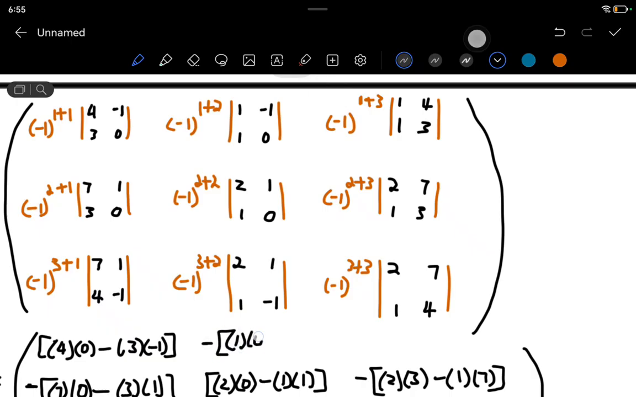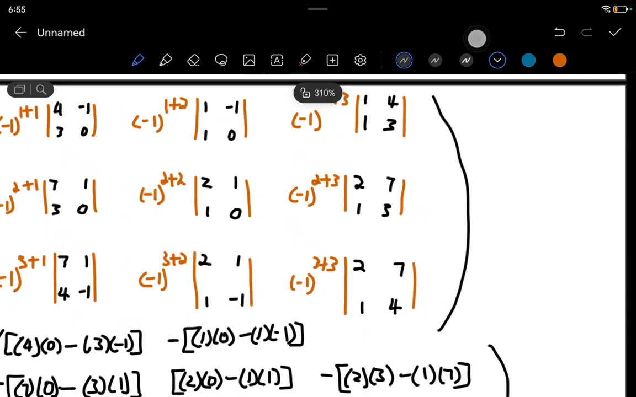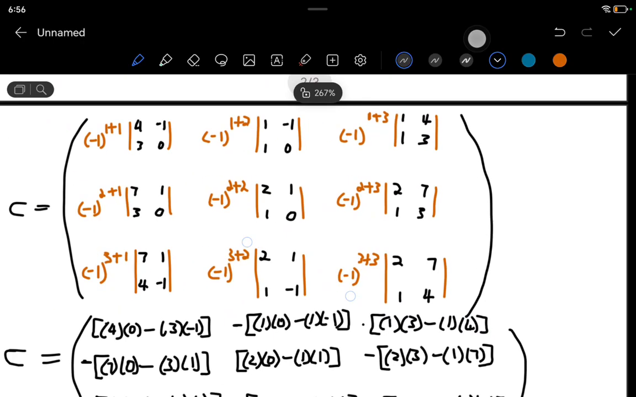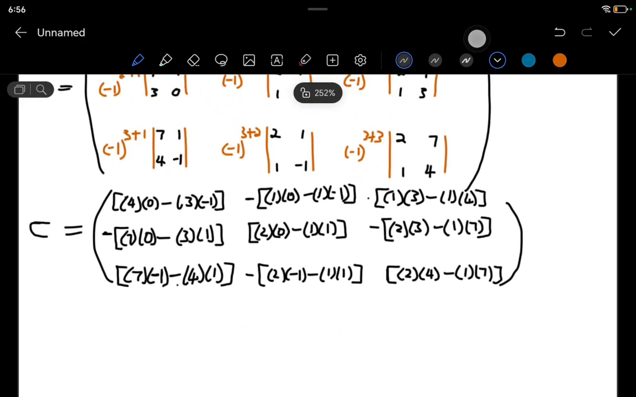0 minus this will be 1 times minus 1. Then we check the last one, right? The exponent is even, so this will be 1 times 3 minus 1 times 4. You see, right? Then now we check what are these values.